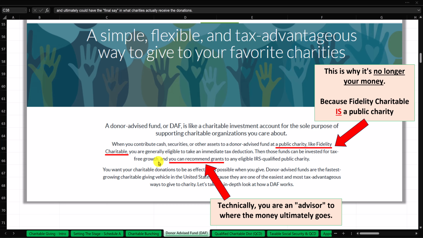We know about that. And right here, you can recommend grants to any eligible IRS qualified public charity. So again, this language right here, you can recommend grants, which means technically you are an advisor to where the money ultimately goes. But from a true technical perspective, the final decision would actually belong to Fidelity Charitable. Again, I've never heard of that becoming an issue, but that's what this language means when you see something like this on the websites for these donor-advised funds.